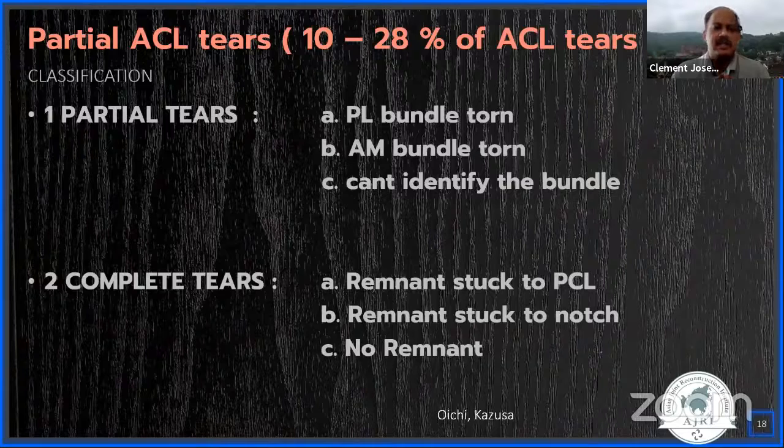So this is a working classification. The partial tears comprise group 1. Sub A is where the PL bundle is torn, subgroup B where the AM bundle is torn, and subgroup C where you can't identify the bundle at all. Group 2 comprises a complete tear, with subgroup A where the remnant is stuck to the PCL, subgroup B where the remnant is stuck to the notch, and C where there is no remnant. So this is a working classification with which you can classify the injuries and plan accordingly.